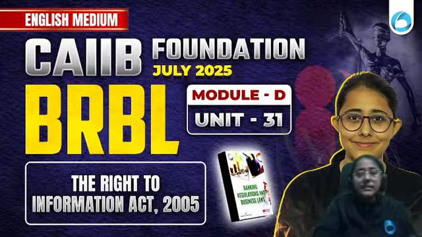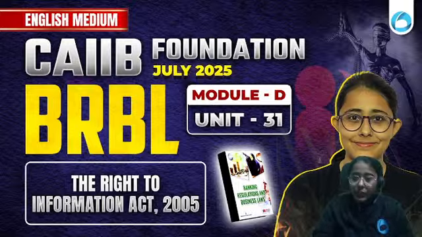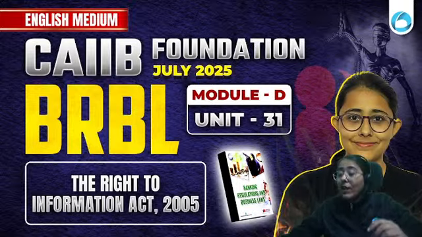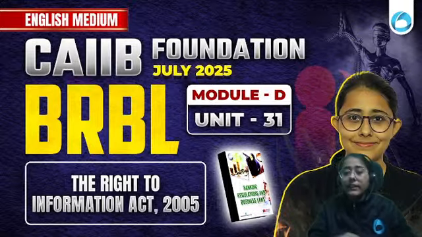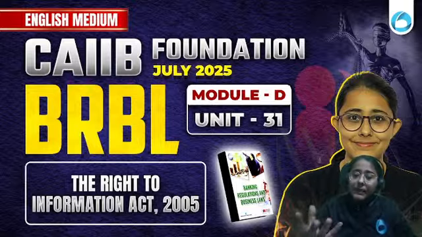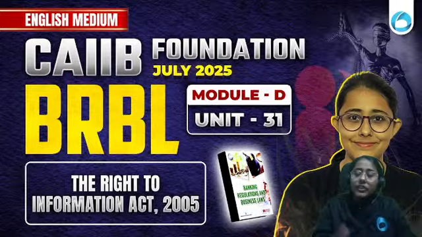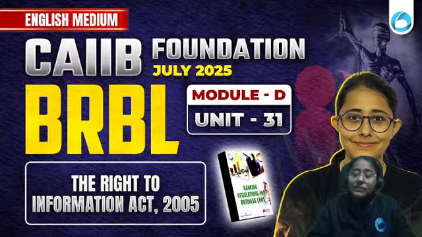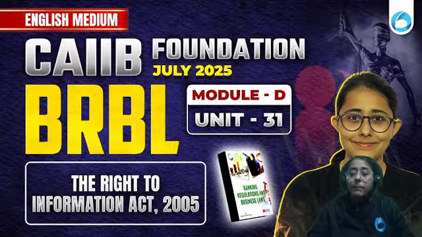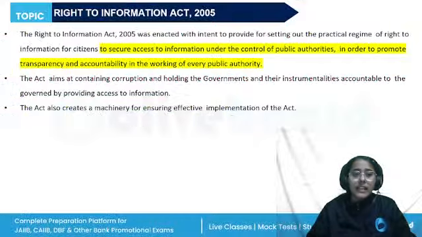And today we'll be discussing Unit 31 from our Module D, which is the Right to Information Act, a very important act from which we have been seeing questions continuously in all the examinations. Also, very easy as well, right? So, basically, the general public of the nation has been provided this right by the government that they can seek information from the public authorities. Let us see what all are the provisions under the act.